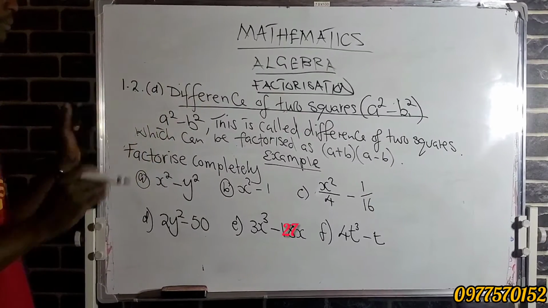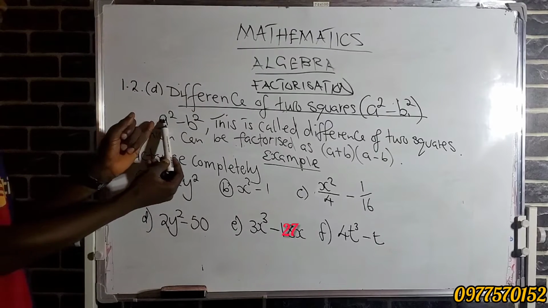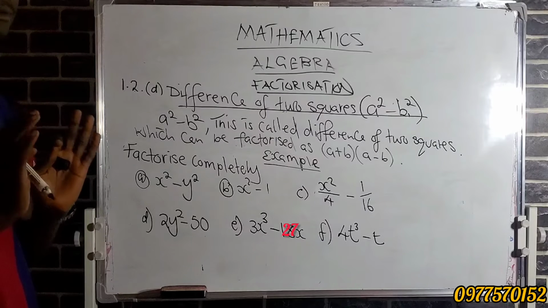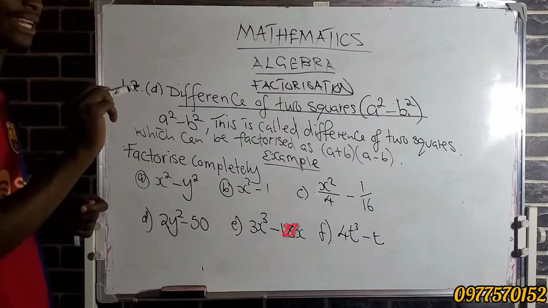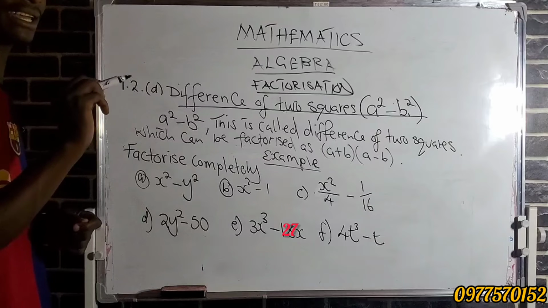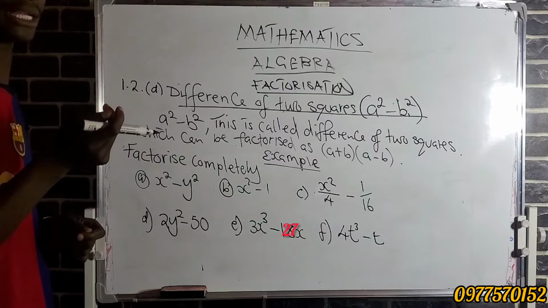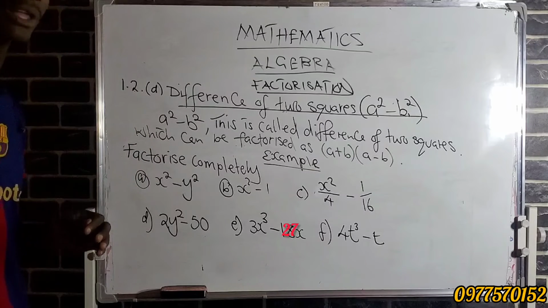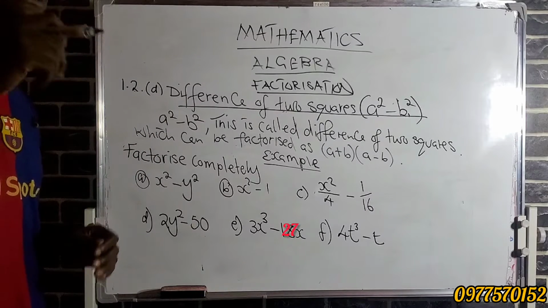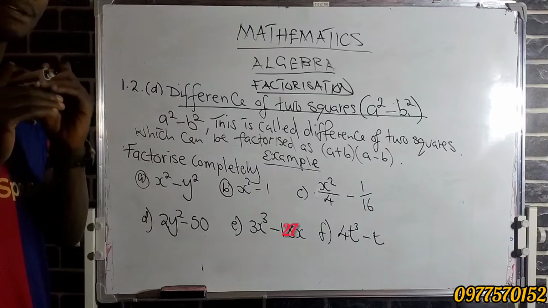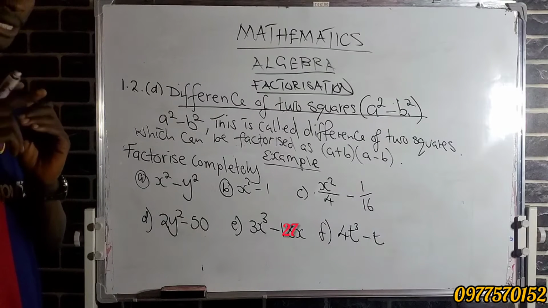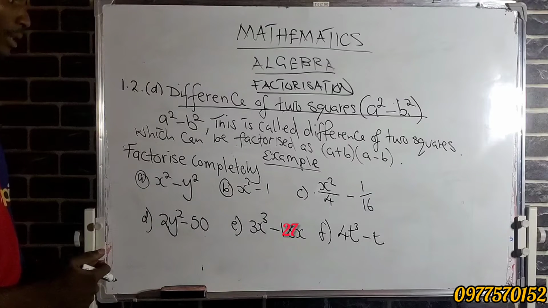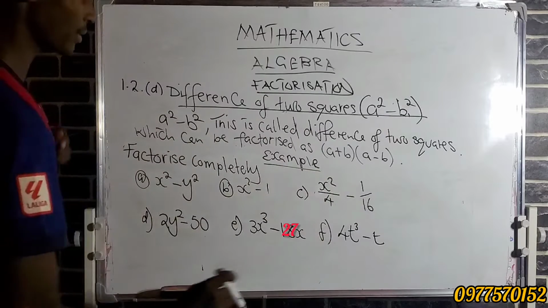Now, when you're asked in the exam to factorize completely, and you only have two terms, then there is a minus. But you can't see a number which is squared. Some variables are squared, but you can't see a number which is squared. Just know in your mind that it has to be a difference of two squares. I'll show you by using these examples. So this is called a difference of two squares.